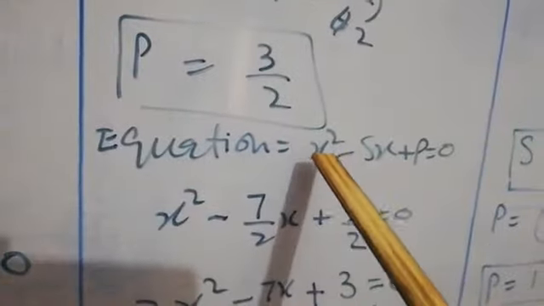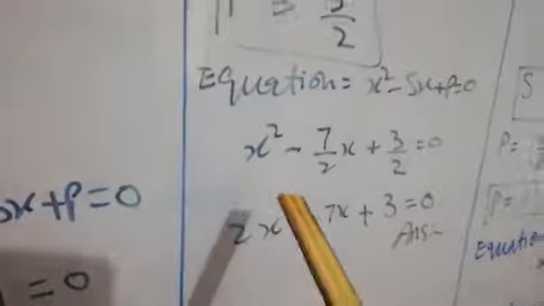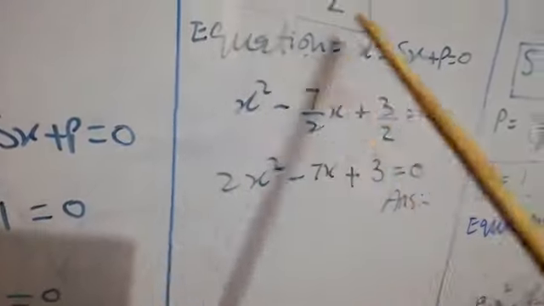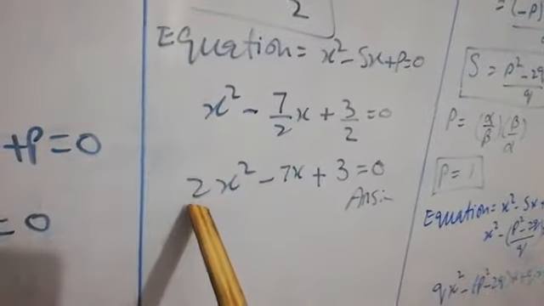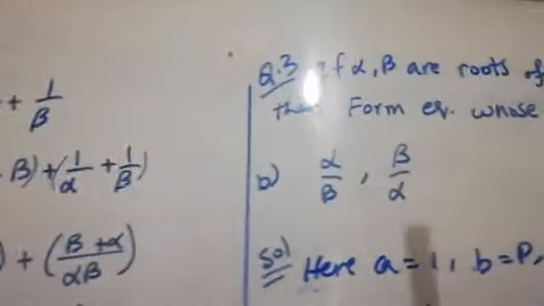Now we will put in the equation. The equation is x square minus sx plus p equals 0. So when we put the values of s, which is 7 by 2, and p, which is 3 by 2, both denominators are equal, so we will multiply the equation by 2 and we will get 2x square minus 7x plus 3 is equal to 0.